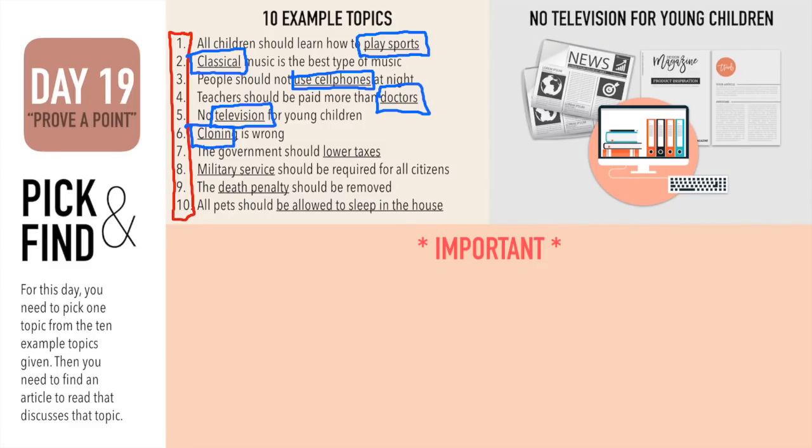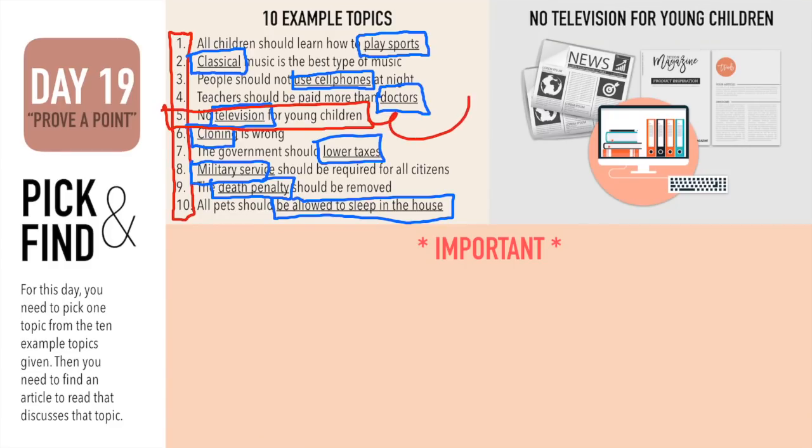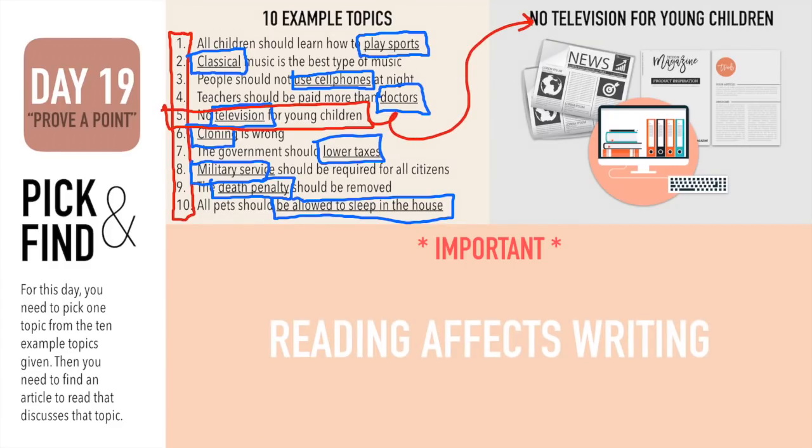All right. Now, for this example, though, what I did was I decided to choose no television for young children, which actually is number 5, okay? Number 5 is what I chose to use for my example, okay? And again, reading affects writing. So I'm going to read an article that talks about children not watching television.